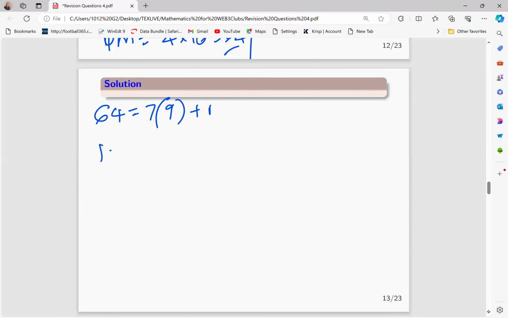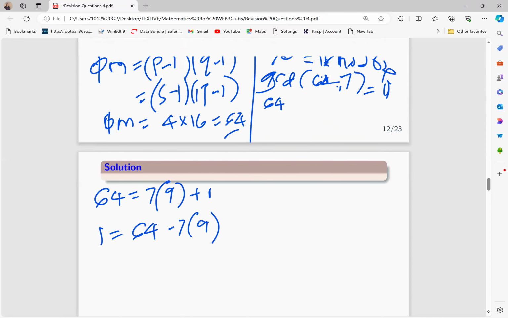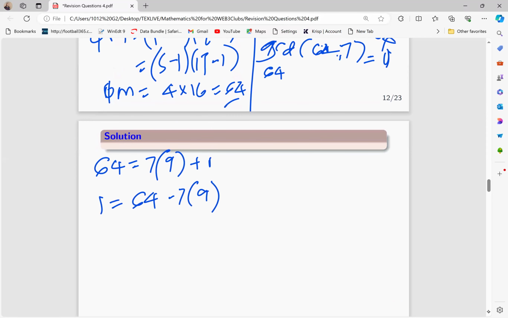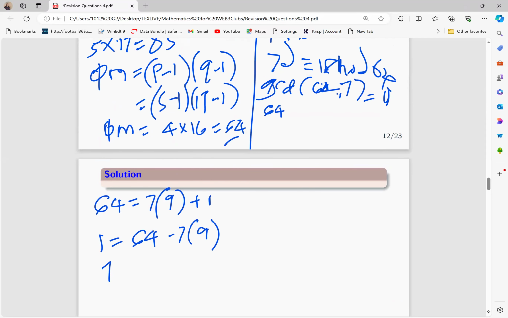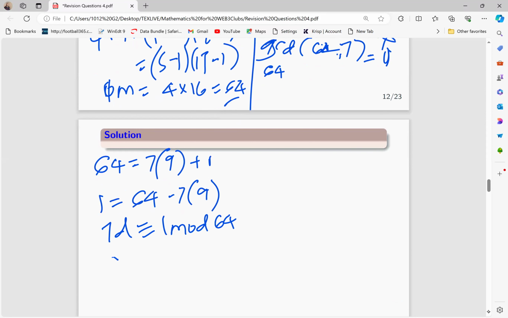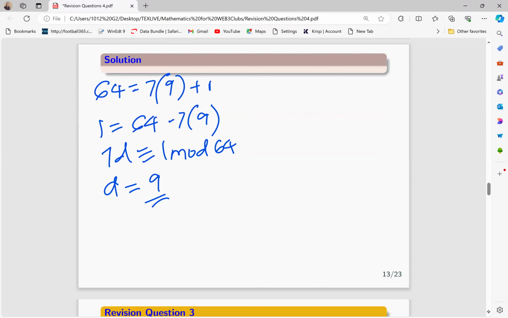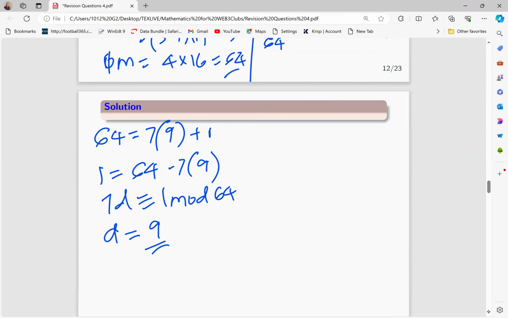And this is simple: 1 equals 64 minus 63. Using the formula, 7B is congruent to 1 mod 64. So B is 9, and we have 9.